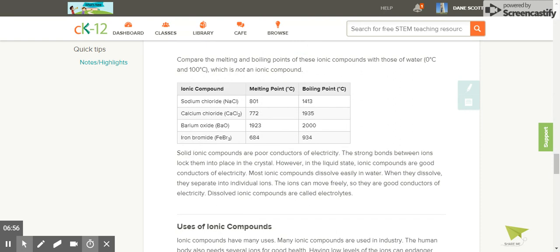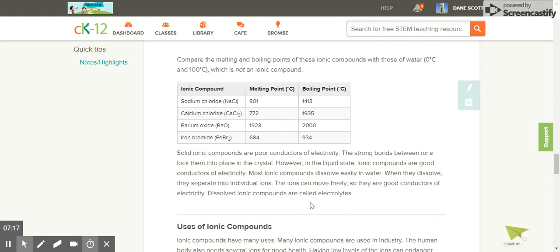Compare the melting and boiling points of these ionic compounds with those of water, which is not an ionic compound. Sodium chloride has very high melting and boiling points. Remember, water's melting point is 0 degrees Celsius and boiling point is 100 degrees Celsius. So we can see that these are much higher in both areas.